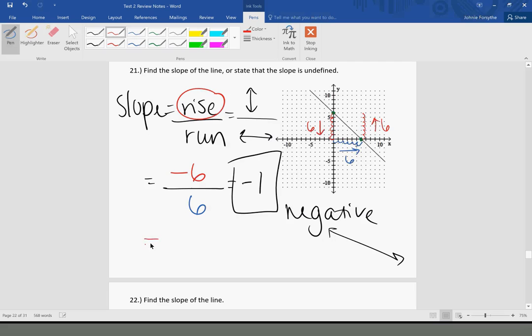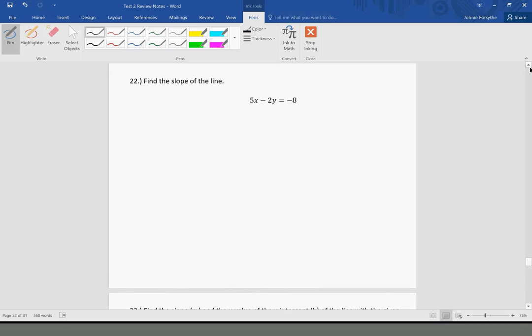Now we could also count in the other direction. It would still give us the same answer. If we went from the bottom point to the higher point, we would count 6 units up, which would give me a +6 in the numerator, and then 6 units to the left, which would give me a -6 in the denominator, but that still would equal -1. So either way, we still get the same slope. In this case, the slope is -1.